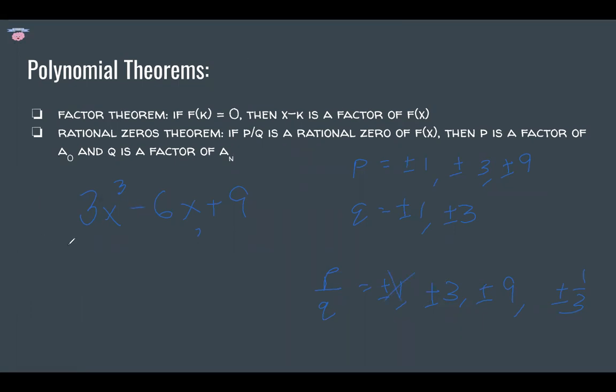What about 3? 81 minus 18 plus 9 is equal to 0. Nope. -3 is -81 plus 18 minus 9 plus 9 is equal to 0. And no, it's not. 9 will be way too much because 9 cubed is 729. Oh Lord. So I'll try 1/3. That would be 1/9 minus 2 plus 9 is equal to 0. And no, it's not. At this point, I'm going to give up because it's not -1/3 either. So it probably doesn't even have any rational roots.